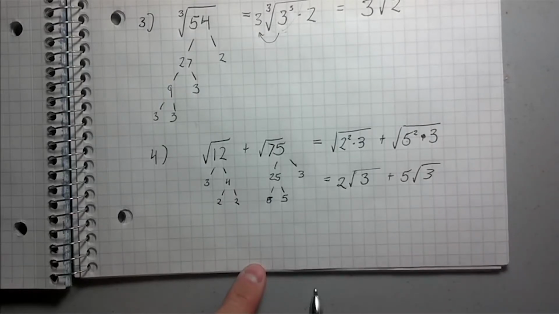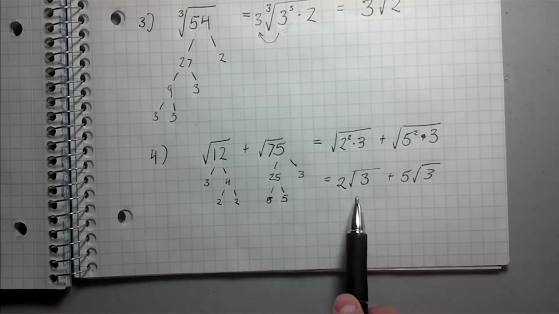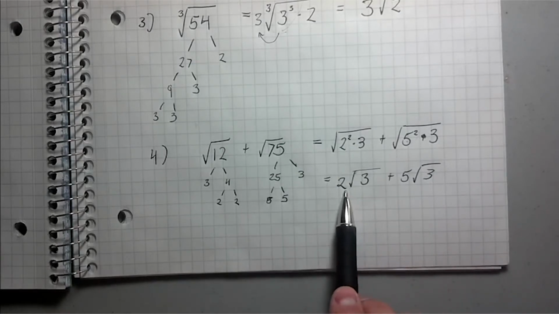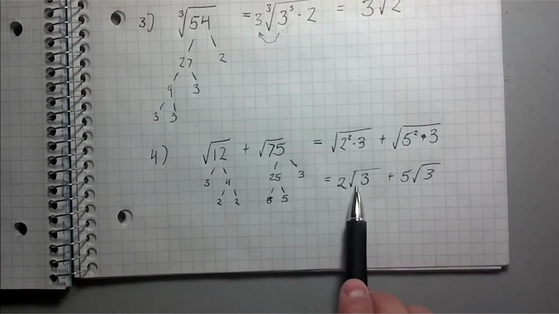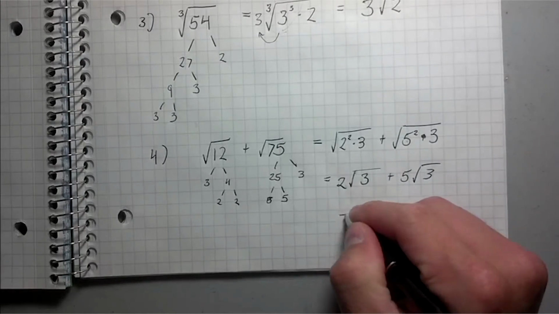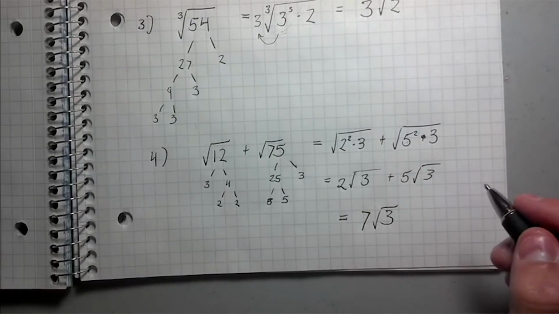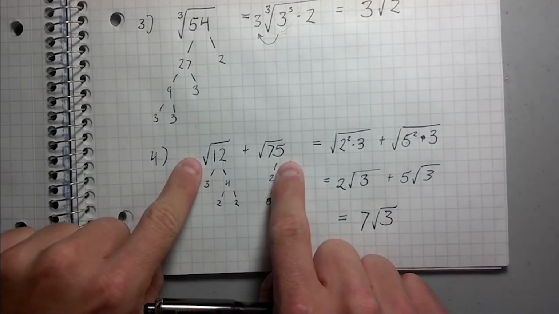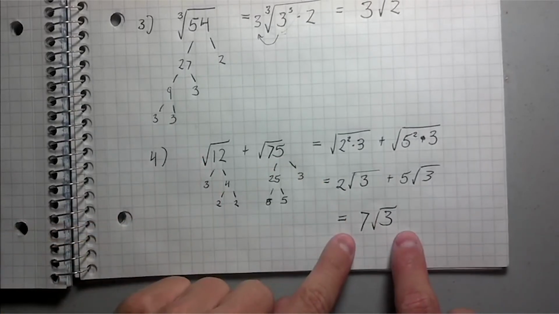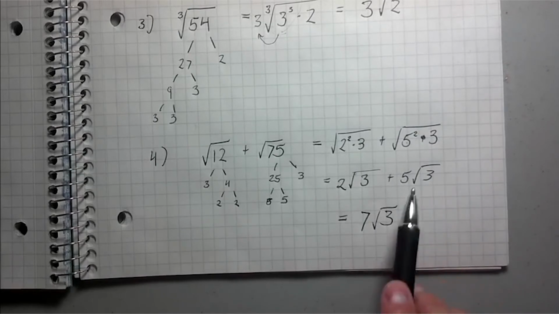Hey, check this out. Now look at this. I actually designed the problem this way, but the point is, when you factored it, these are both root 3s, so they're like terms. So this is just 2 root 3 plus 5 root 3, and the answer, as you might guess, is 7 root 3. So what that means is that root 12 plus root 75 is exactly equal to 7 root 3. If you don't believe me, you can try it on your calculator, but I can assure you that, assuming we did all of our math right, that has to be the answer.